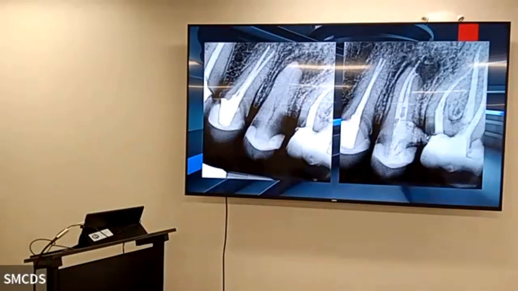Here's a case I did. It's a non-restorable tooth. I saw it on the cone beam. I thought, this poor person had terrible hygiene. They were in pain. I did a scan, and just because of what I saw in the scan, I was like, tell you what, we need to take the tooth out. It's really not restorable to me.